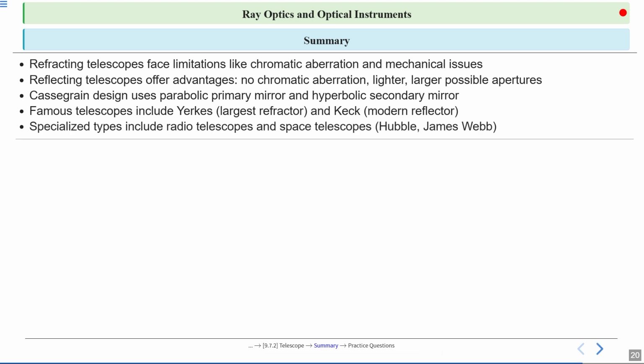Finally, we will touch on specialized types of telescopes: radio telescopes, which detect radio waves from space, and space telescopes like the Hubble and the James Webb, which operate outside Earth's atmosphere and provide unique insights into the cosmos. These instruments allow astronomers to study celestial phenomena that are otherwise invisible to optical telescopes.